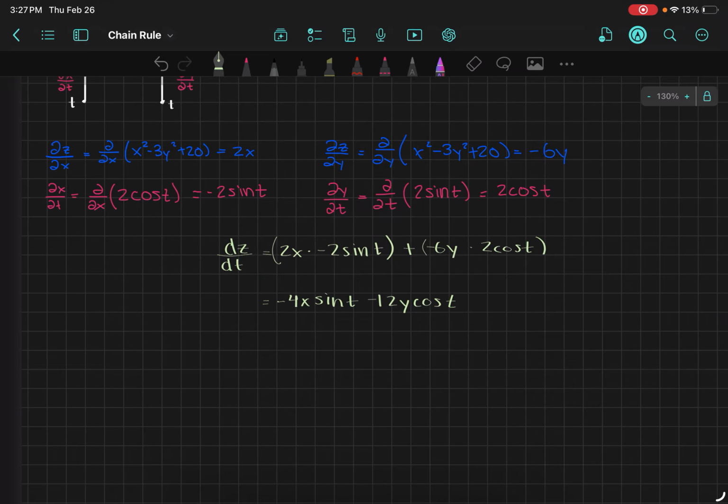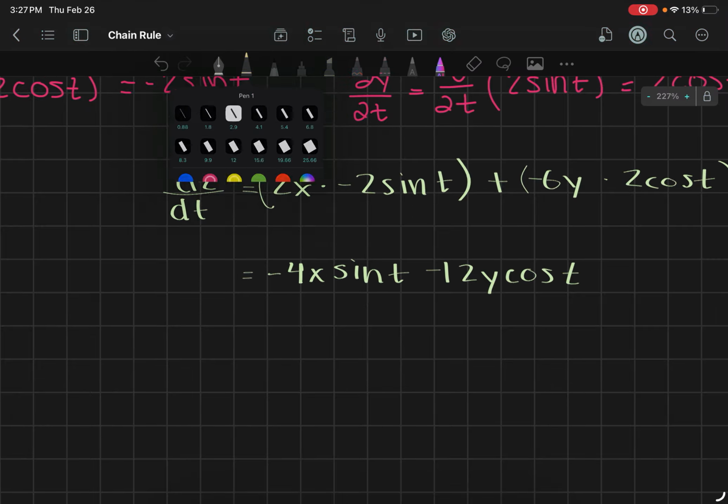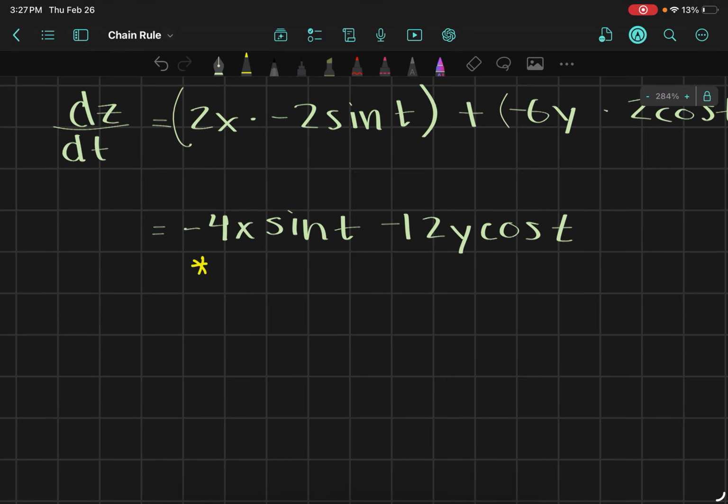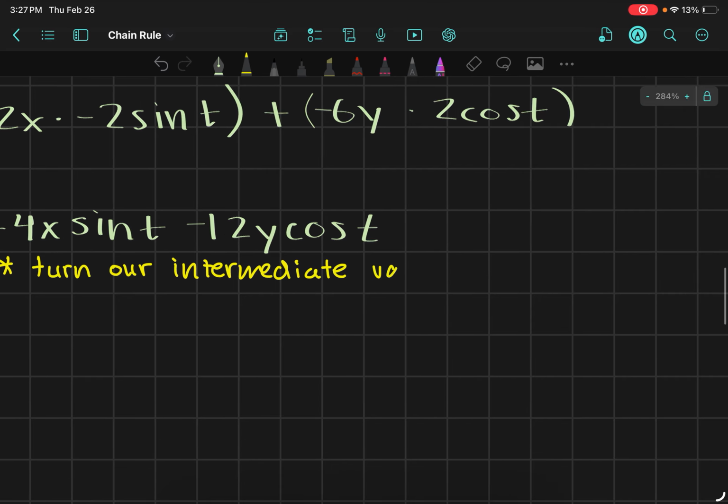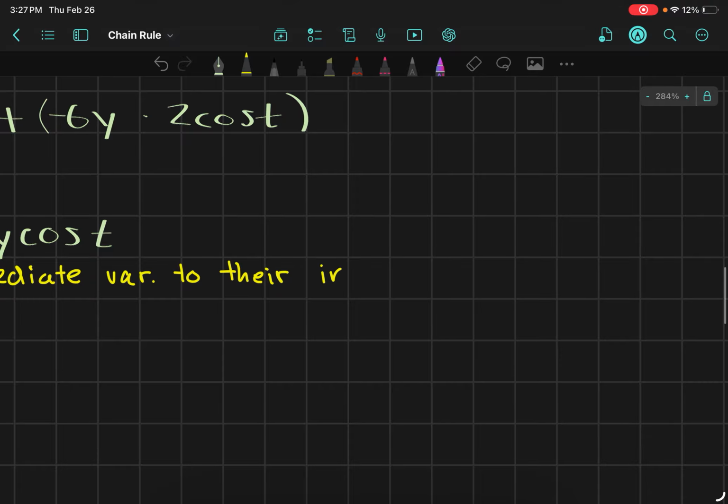Looks good. Now, what we are going to want to do, let's write a little note here: turn our intermediate variables to their independence.